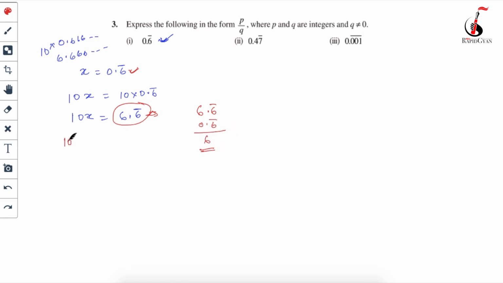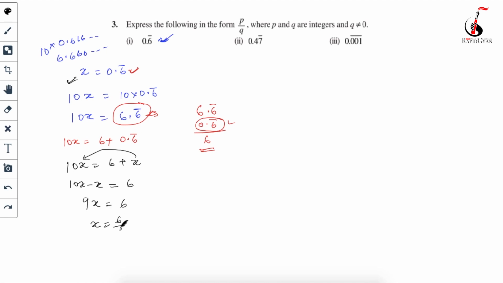So this I can write as 10x is equal to 6 plus the number which you have subtracted, means 0.6 bar. Understand? Now what is 0.6 bar, beta? 0.6 bar is your x. So I can write 10x is equal to 6 plus x, which will give me 10x minus x. This x will go this side, so it will become negative. So 10x minus x is equal to 6, means 9x is equal to 6. So x will become 6 upon 9, which is 3 twos are 6, 3 threes are 9. So 2 by 3 is your answer.